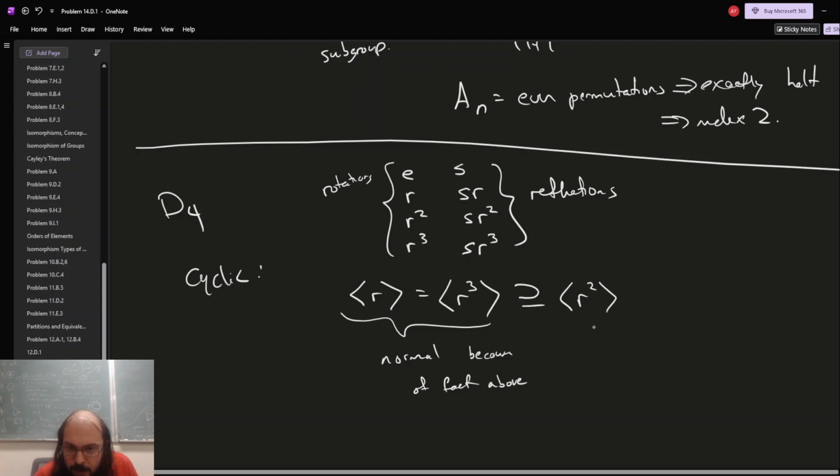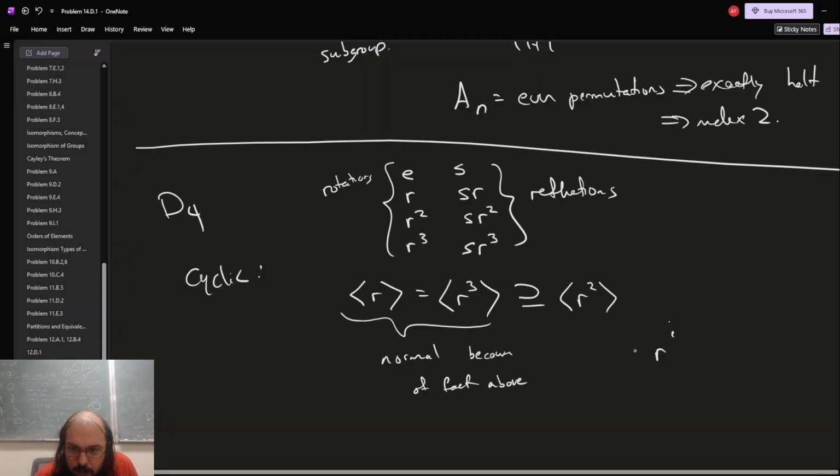But we can also see it above. So for example, any element of either of these is of the form r to the i for some i. And if I conjugate by any other r, like r to the j, this is clearly just going to cancel. All these things just commute. So there's nothing to check there.